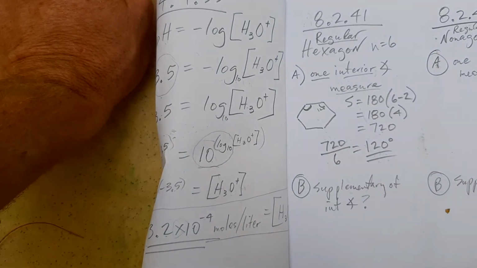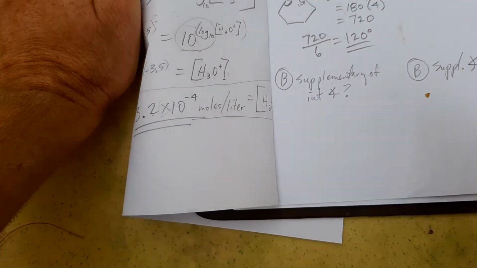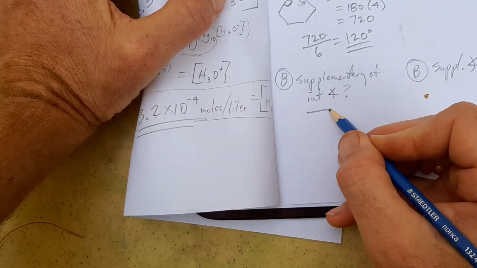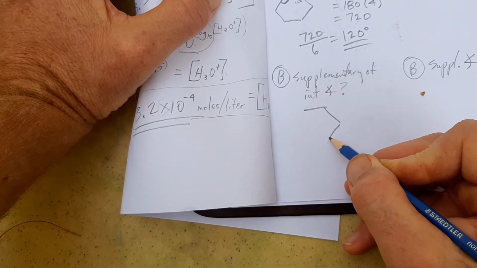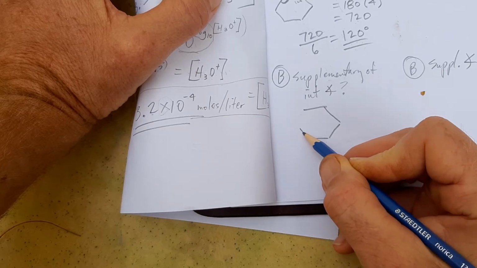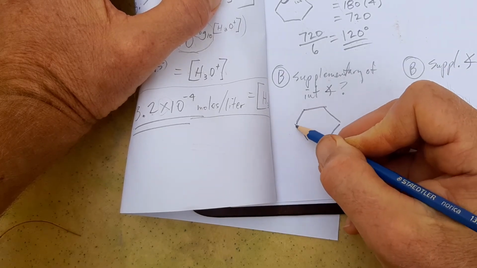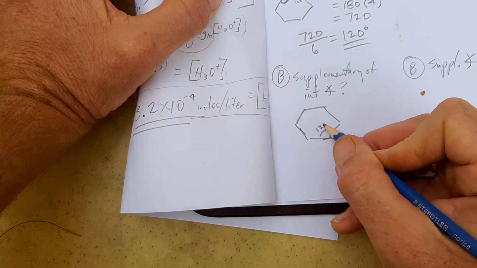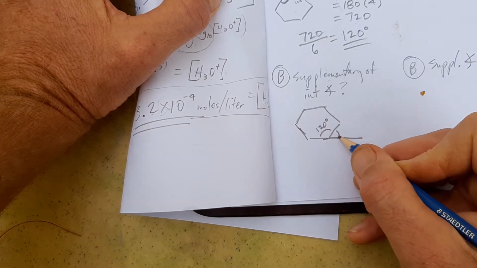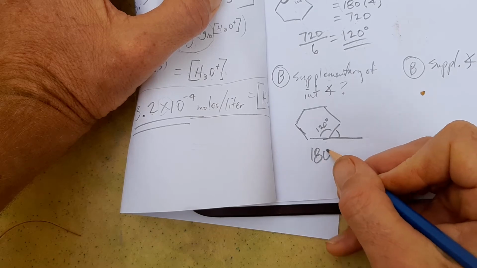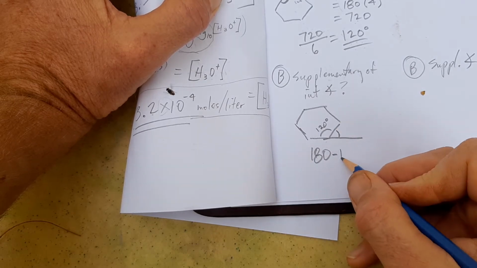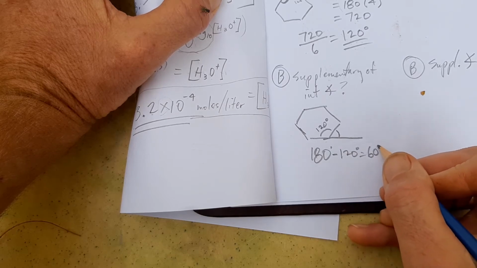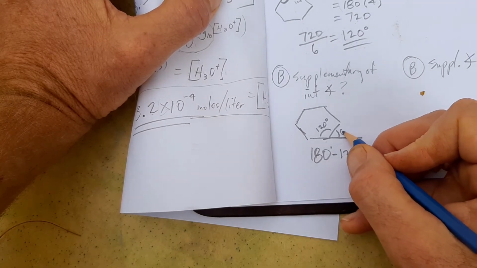Alright, what about if I extend one of those angles? What's the supplementary of that angle? So this is asking what is the measure of one exterior angle. Alright, so say right here, this is 120 degrees. What's the measure of this? Well, it's just 180 minus that 120. 60 degrees. So this exterior angle is 60 degrees.